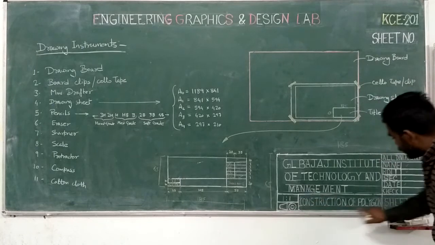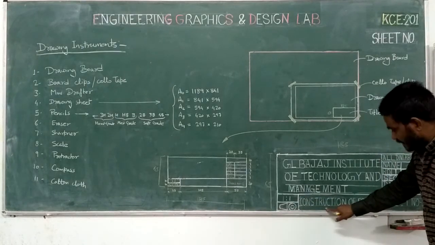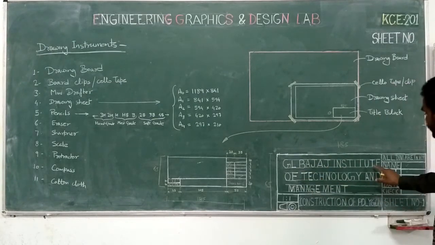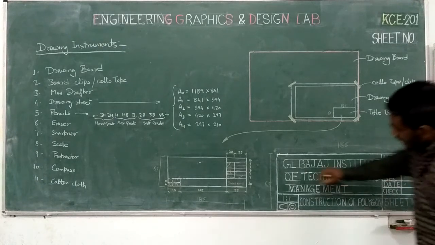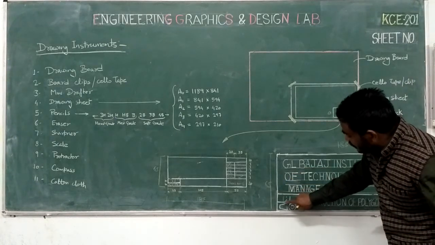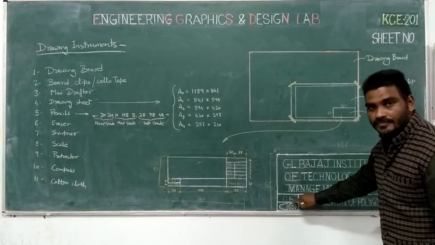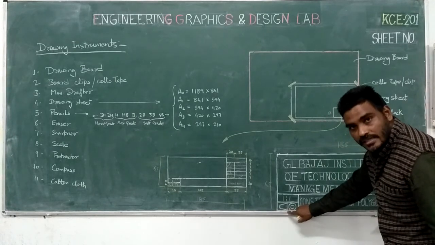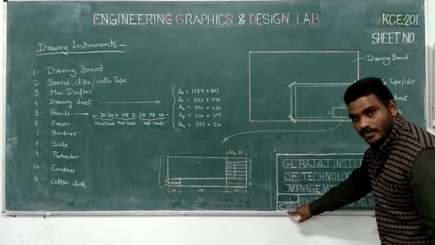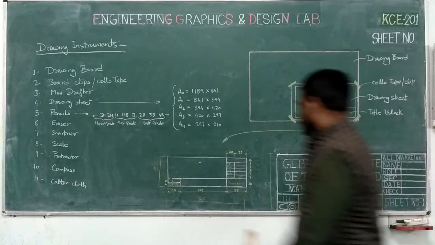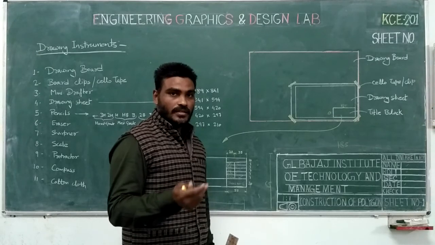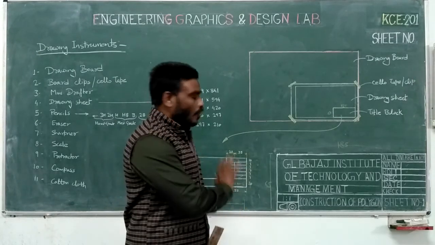Here you have to write the title of the sheet, and in this block in total there will be the name of your institution or the name of your college. In this block, this is 1:1, this is full scale, we will discuss it in detail further. And here this is the first angle projection symbol, simply you have to draw it. I think there will not be any confusion, you will understand all things.